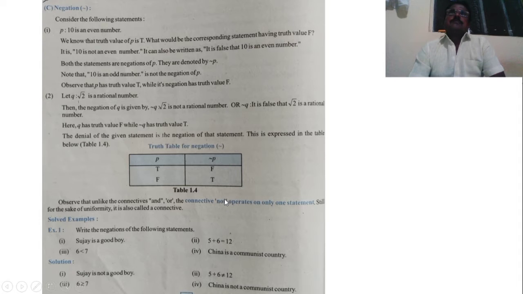Then if we are given one simple statement whose truth value is F, then its negation is true.